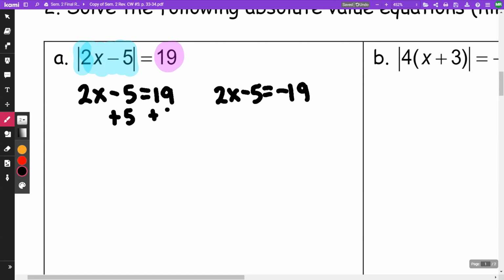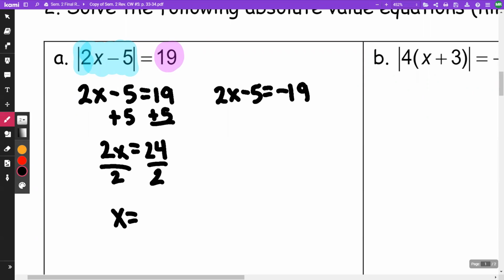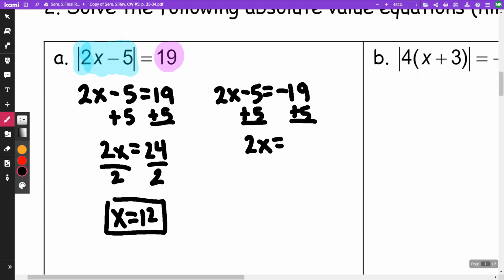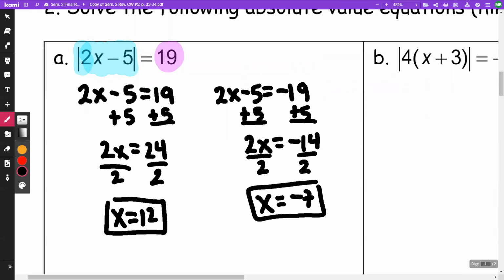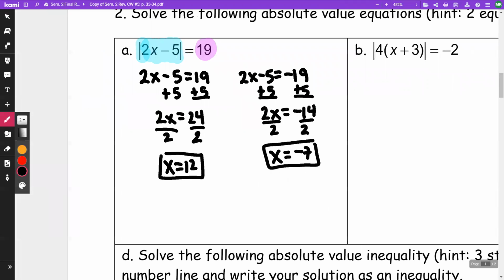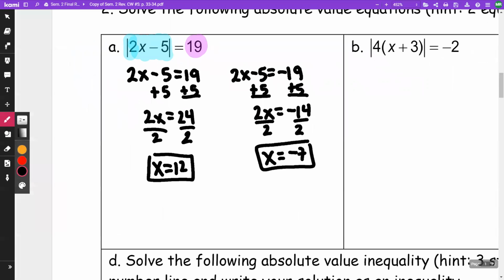So I'm going to add 5 to both sides. I get 2x is equal to 24. I divide by 2, and I get one answer as x is equal to 12. Over here, I'm also going to add 5 to both sides. I get 2x is equal to a negative 14. I divide by 2, and I get x is equal to negative 7. So those are going to be my two solutions.